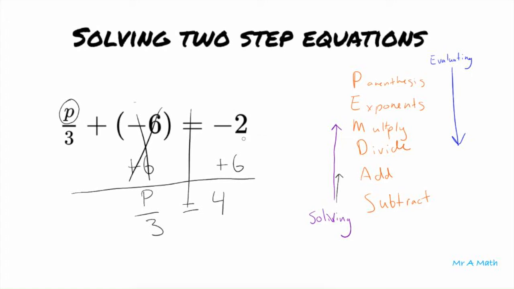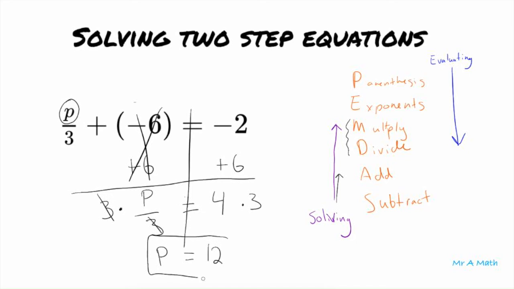Now I can worry about this multiplication and division, because when I go in reverse order, I can get to multiply and divide first. So p divided by 3, how do I undo p divided by 3? The inverse of division is multiplication. So instead of dividing by 3, I can get p by itself if I just multiply by 3 on both sides. The 3's are going to cancel here, and that leaves me with p equals 4 times 3, which is 12.